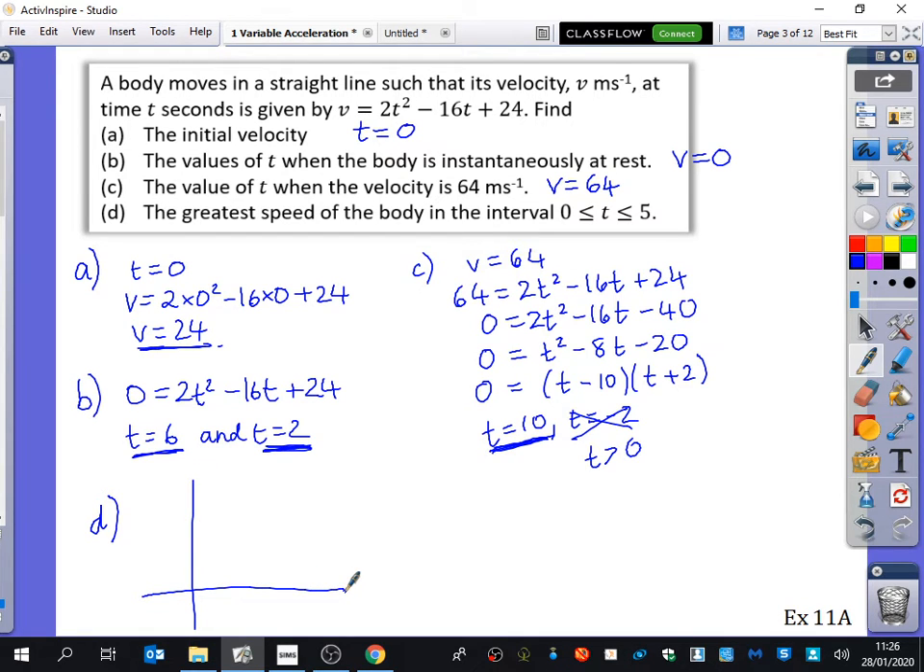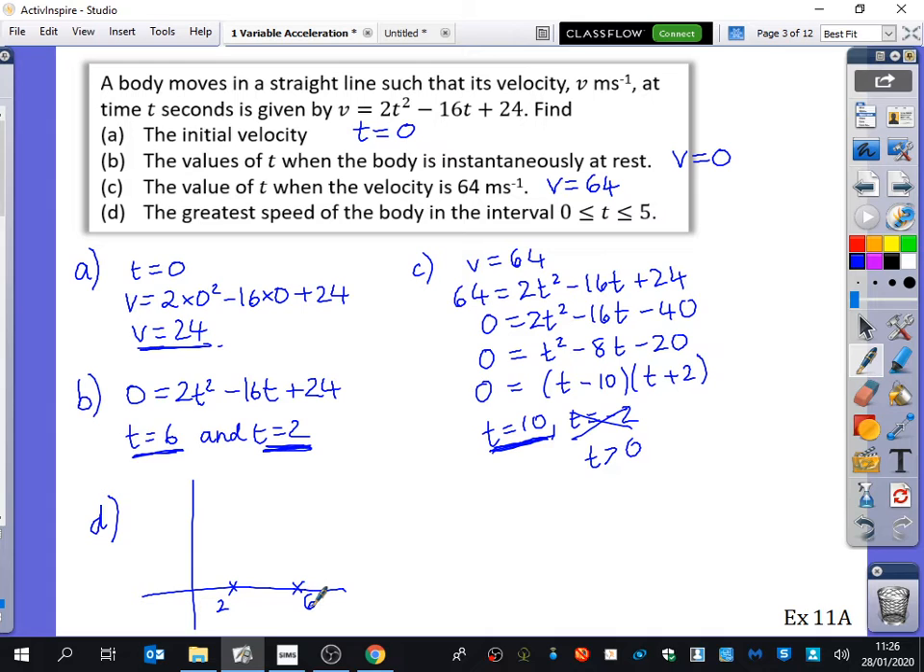So I'm going to draw a sketch of this quadratic, and actually I've got loads of the information already done for me. What information can I add onto my graph that's already on the board? The roots, okay, what are the roots? 10 and -2. That's for when the velocity was 64, so no, not for that bit. t equals 6 and t equals 2. So here's going to be my t equals 2. Here's going to be my t equals 6. So those are the roots.